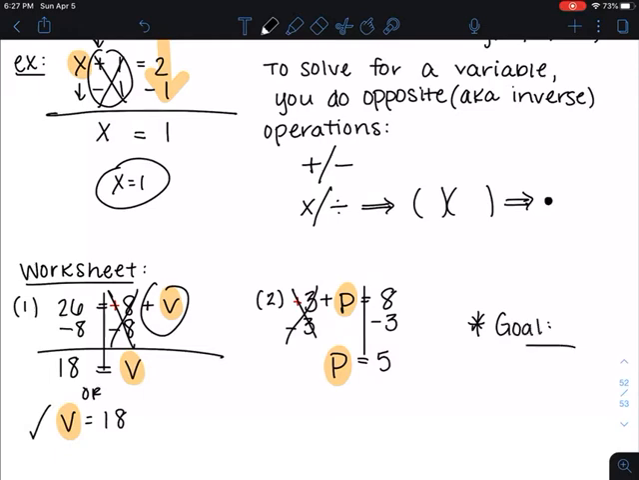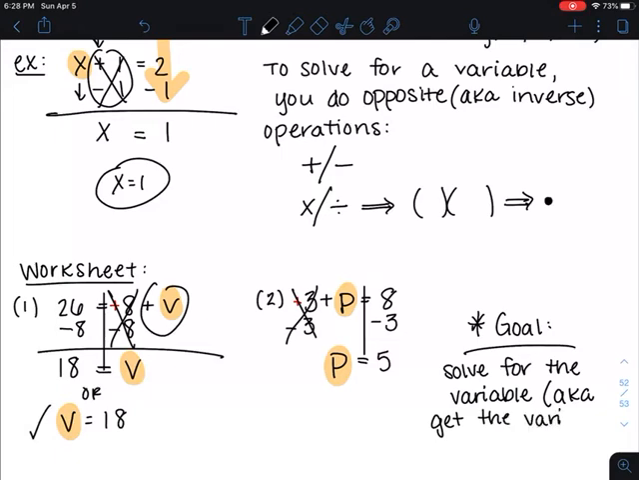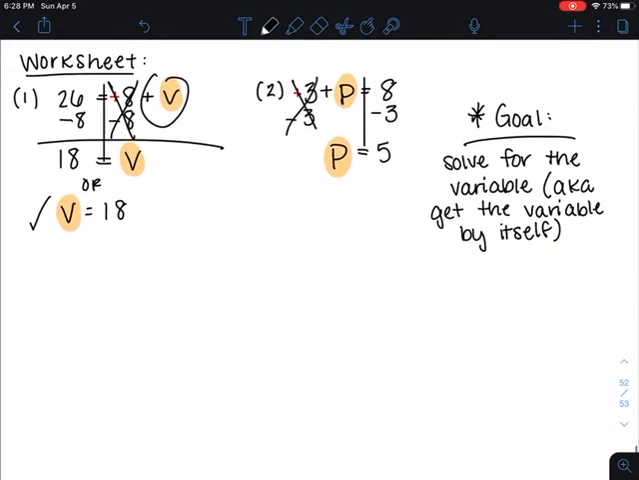So again, your goal is to solve for the variable, aka get the variable by itself.